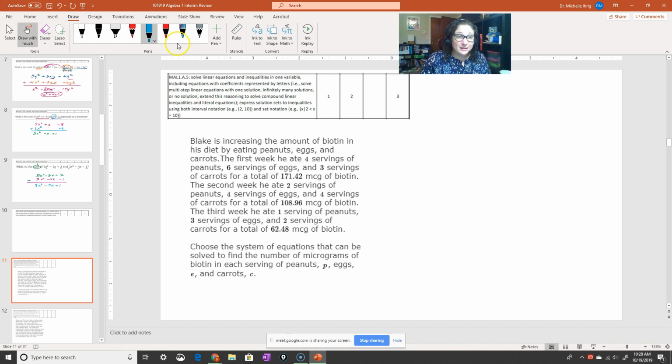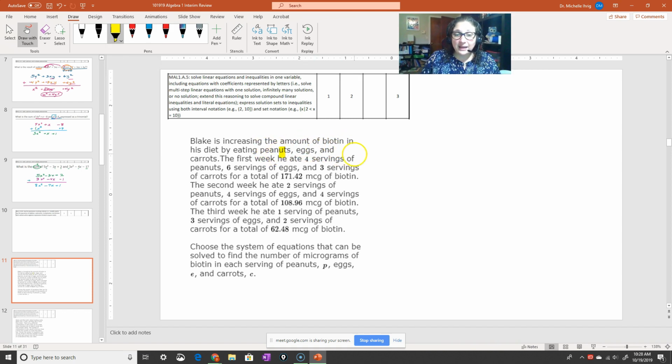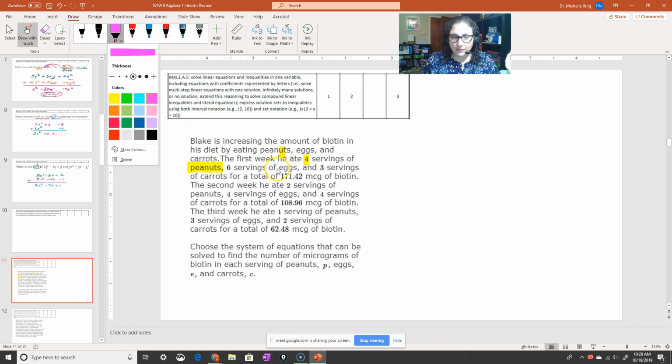It says, Blake, hello, Blake. Blake is going to be increasing the amount of biotin in his diet. Biotin is used to help you have good hair and good nails, by eating peanuts, eggs, and carrots. The first week, he ate 4 servings of peanuts. Okay, good for you. 4 servings of peanuts. I hope Blake has the metabolism for that.